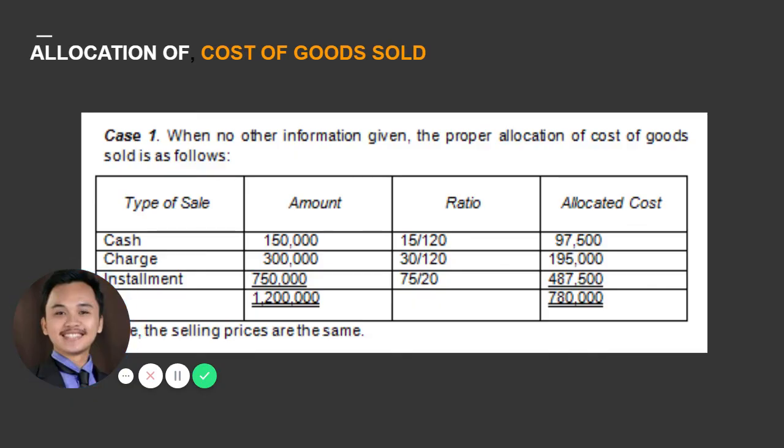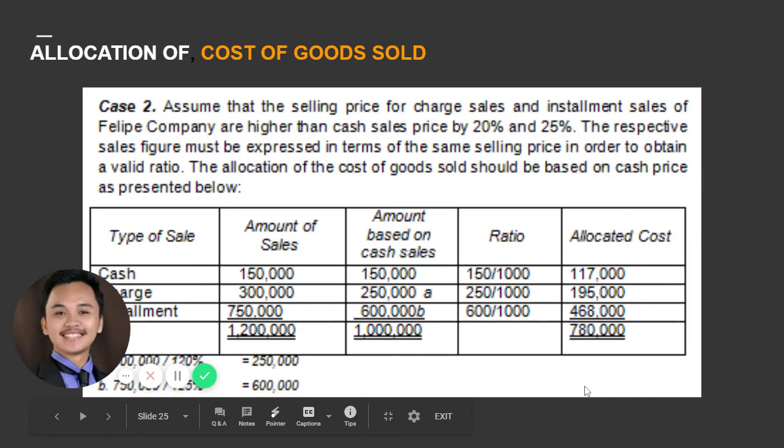From that, we can now compute the gross profit under installment. So we have 750 minus 487,500. So we have a gross profit of 262,500 under installment sales. To compute for our GPR, 262,500 divided by 750. Because if we don't have allocated cost of goods sold for our installment sales, we can't compute for our realized gross profit. So in that case, 35% is our gross profit rate for installment sales.